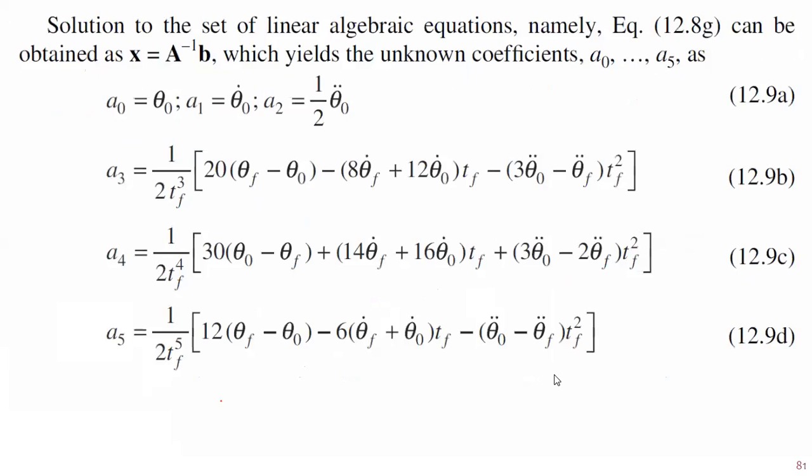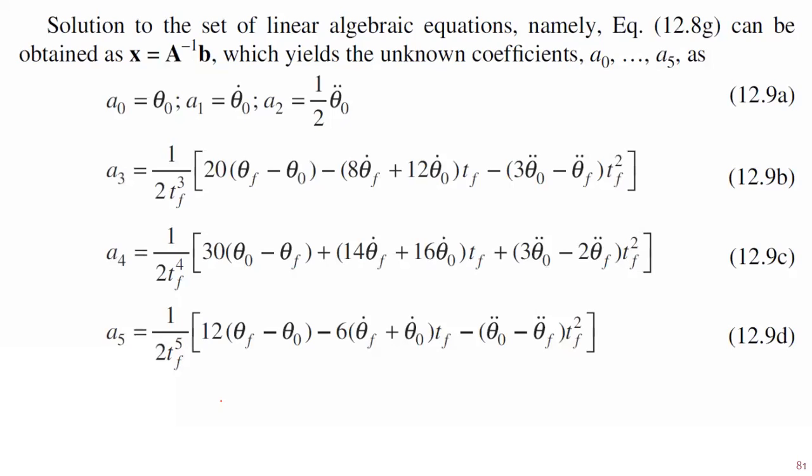Solution to the set of linear algebraic equations, namely equation 12.8g, can be obtained as x is equal to A inverse into b, which yields the unknown coefficients a0 to a5 as a0 is equal to theta naught, a1 is equal to theta naught dot, and a2 is equal to 1 by 2 theta naught double dot. Equation 12.9, a3 is equal to 1 upon 2 tf cube into bracket 20 into bracket theta f minus theta naught minus bracket 8 theta f dot plus 12 theta naught dot into tf minus bracket 3 theta naught double dot minus theta f double dot into tf square.